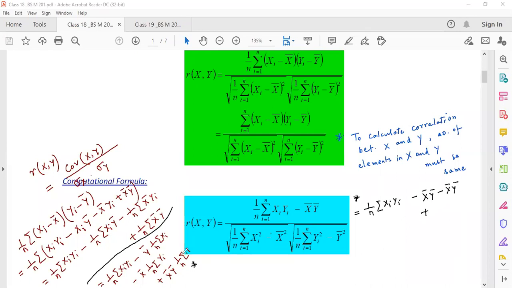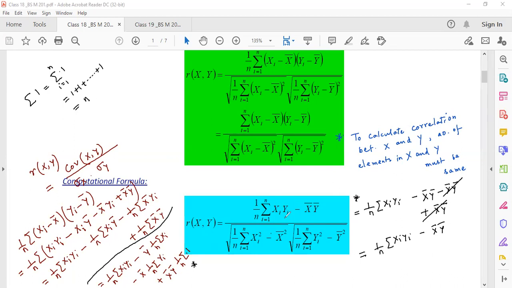And 1 by n summation 1. Summation 1 means, summation i goes from 1 to n of 1, that means 1 is added with itself n times. So that is equal to n. So 1 by n and n will cancel each other and we'll get plus x bar y bar. So one x bar y bar, one x bar y bar will cancel each other and we will ultimately get 1 by n summation xi yi minus x bar y bar. So you see, that's how we have got the numerator part.